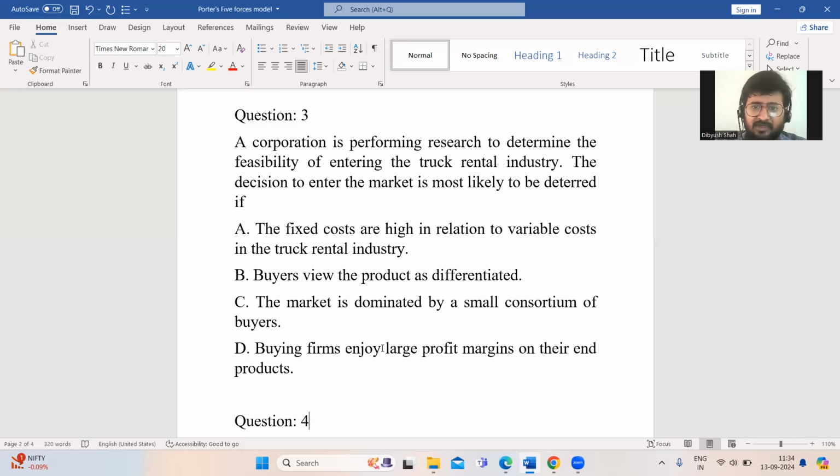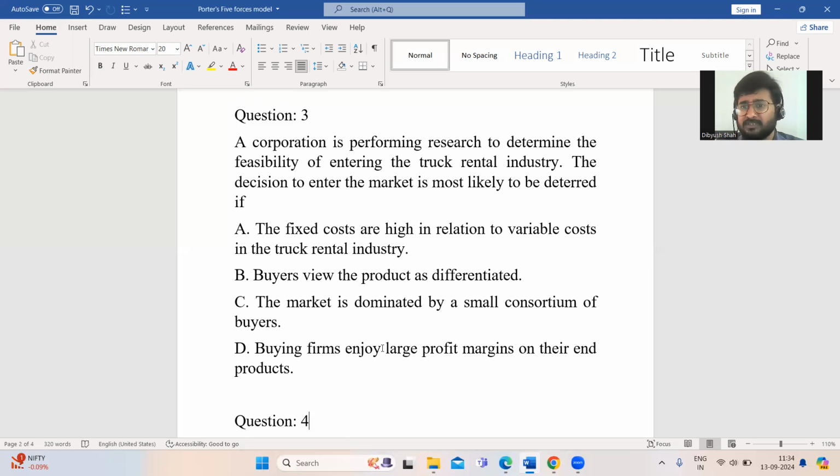A, fixed costs are high in relation to variable cost in the truck rental industry. Can be an option. Fixed costs are high, variable costs are low, so the initial cost of entering will be high. Maybe, not sure. B, buyers view the product as differentiated. No, this will definitely encourage them to enter this industry, because if buyers view all the products as different, then your product will also be viewed as different by the buyers. So you should definitely enter the industry. So B is definitely not the answer.